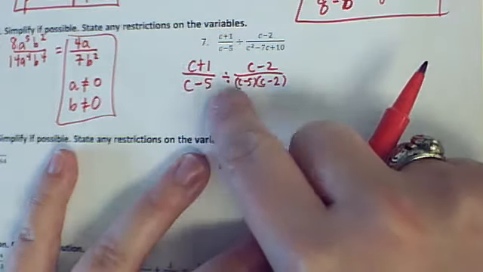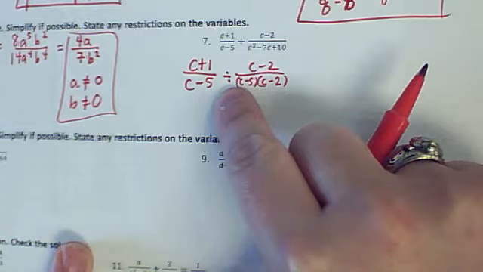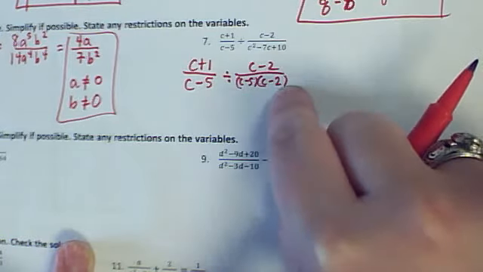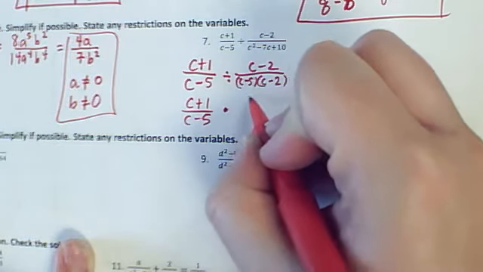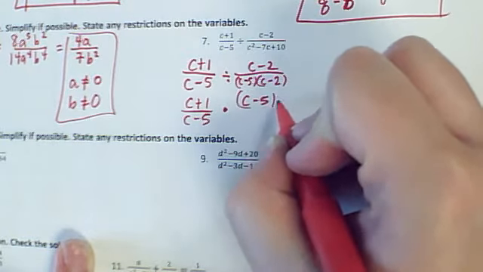Alright, remember when you divide by fractions, you have to multiply by the reciprocal. So I'm going to flip the second one and multiply. So (c plus 1) over (c minus 5) times, now I'm going to write the reciprocal.